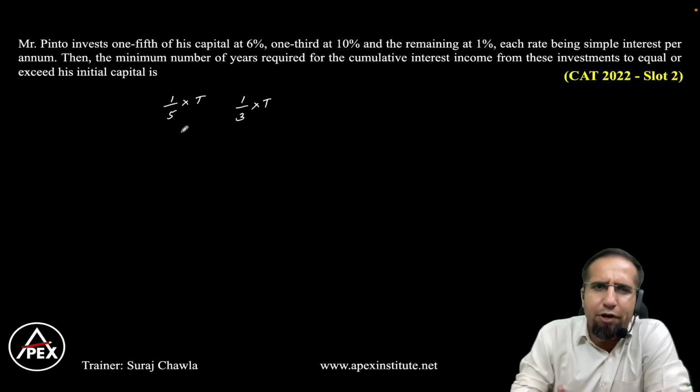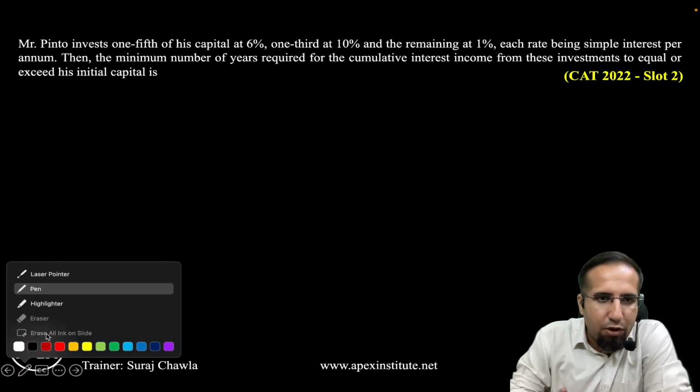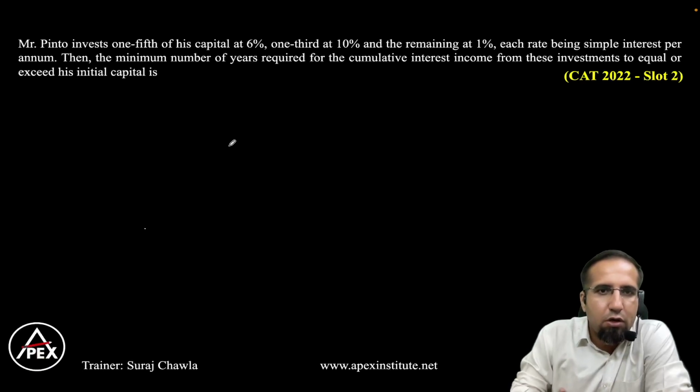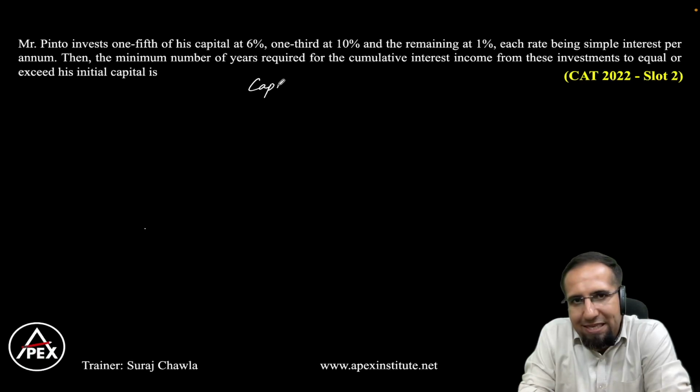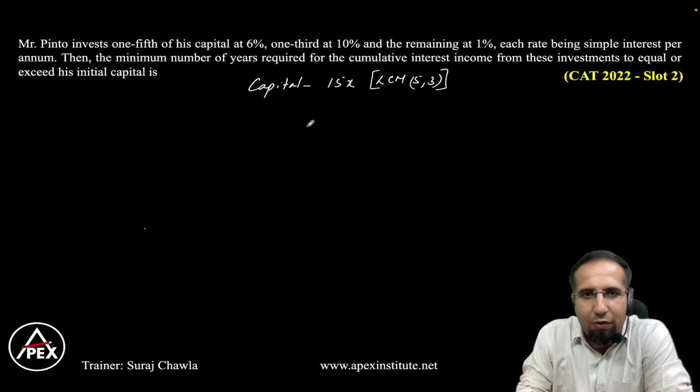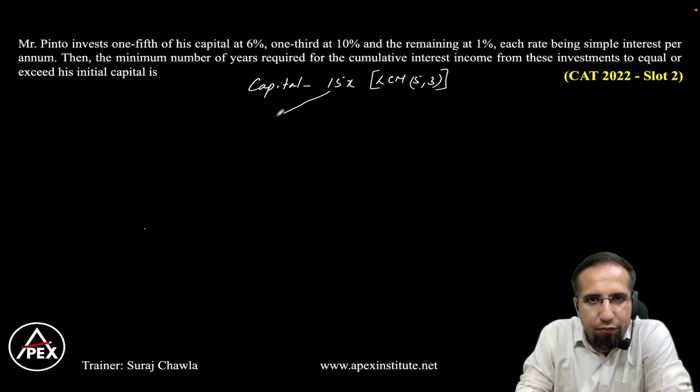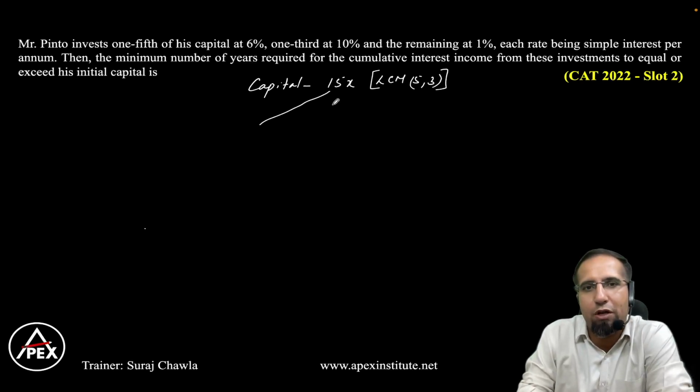Since the denominator is 5 and the denominator is 3 here, I would rather assume the total principal or capital to be an LCM of 5 and 3, which is, let's say, 15x. I repeat, LCM of 5, 3. Now let's look at this. 1/5 of 15x will give me 3x.